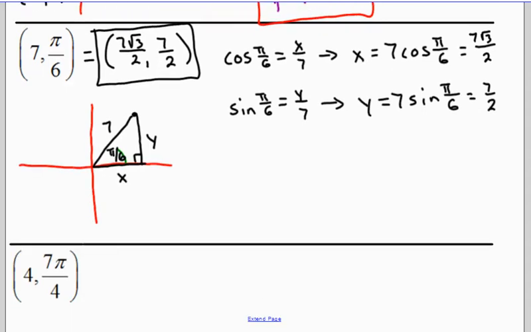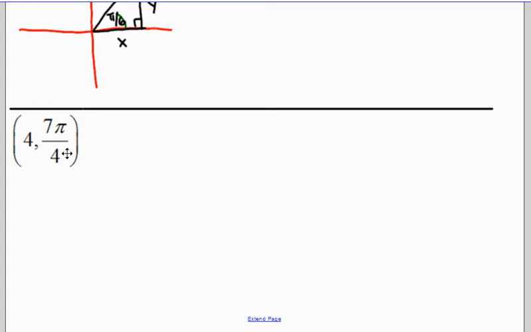All right. So this one right here, 4 and 7 pi over 4. If I want to put that in rectangular coordinates, I'm going to use my little shortcut. I'm going to say that x is 4 times the cosine of 7 pi over 4. And y is 4 times the sine of 7 pi over 4. Notice how everything we've done in trigonometry, x went with cosine, y went with sine. Always.